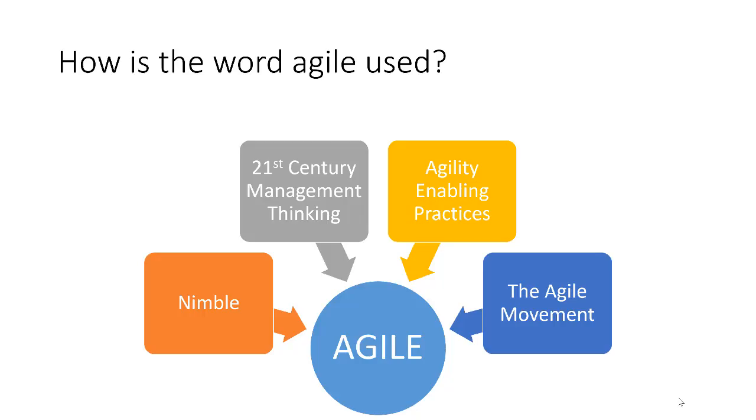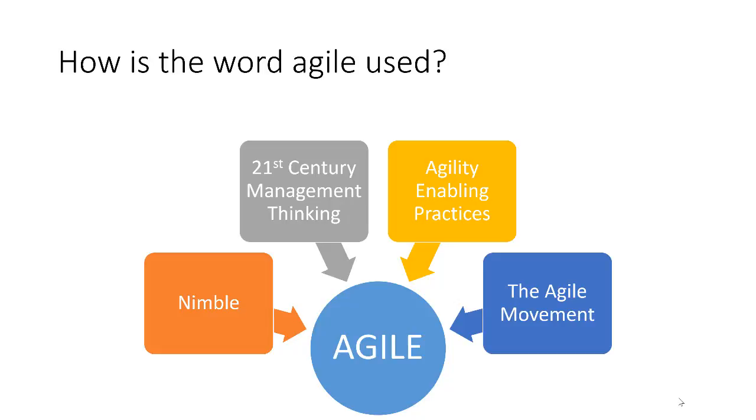So the word agile is actually used to mean, I find, one of four different things. It either means nimble, the ability to adapt quickly, or people use it to mean basically any 21st century management practice. And that's things like empowering people, engaging people, getting them to be a part, treating people with respect. All of these things are just good 21st century management. They're not the way people used to manage, but they're the way you need to manage today in the 21st century.